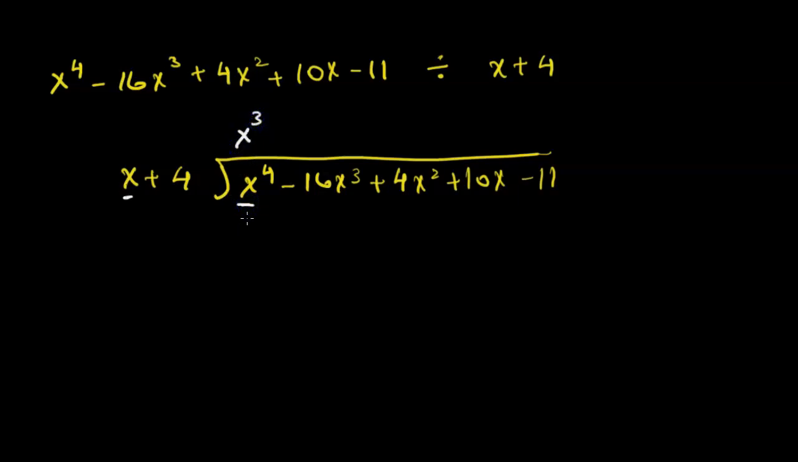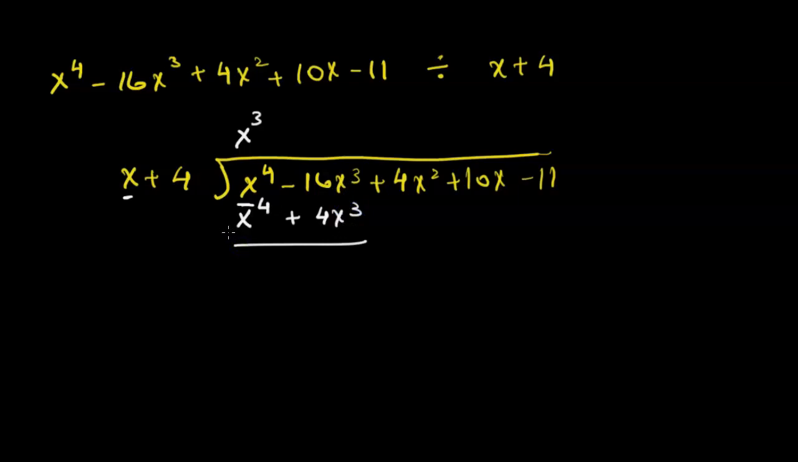X times x to the power of 3 gives us x to the power of 4. Because this x is not alone, we also have to multiply x to the power of 3 with 4. Therefore we get 4x to the power of 3. We always have to put like terms under like terms.